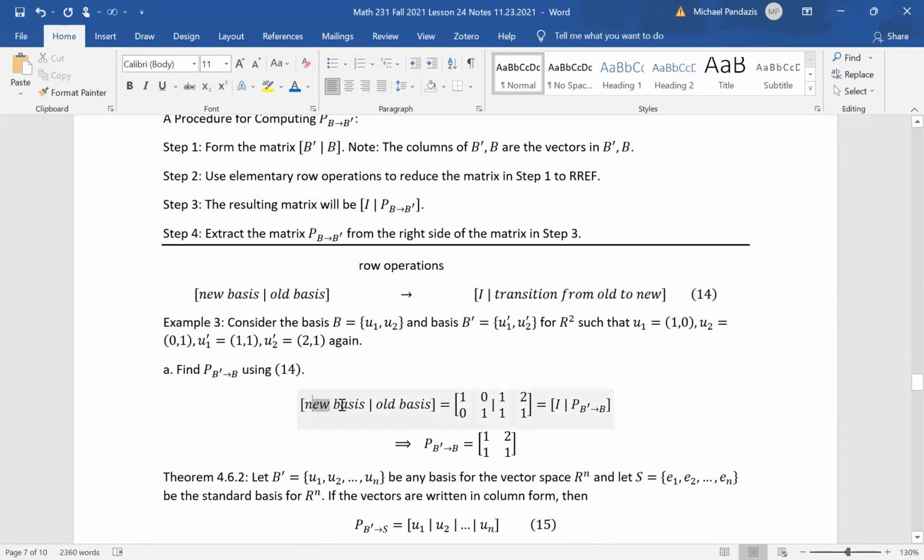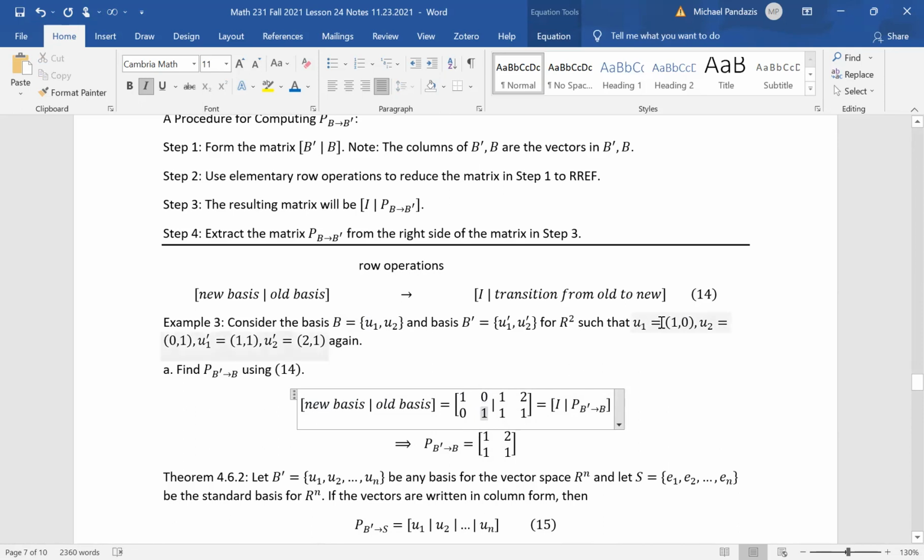Okay, so first you have your partition where the new basis is on the left and the old basis is on the right. Since the new basis is B, you want the columns of the left side to be from B. B is U1 and U2. So the first column is 1, 0 for U1, and the second column is 0, 1 for U2. Because we're finding the transition matrix from B prime to B, in this example, the new basis is the basis vectors in B, and so the columns of the left side are the vectors in B. So you have 1, 0, first column, 0, 1, the second column.